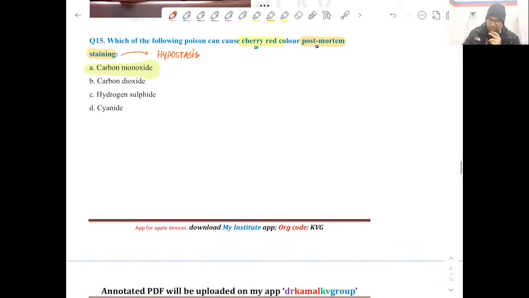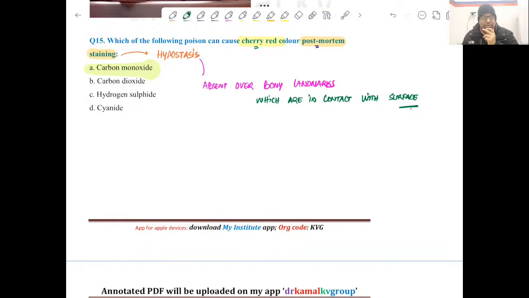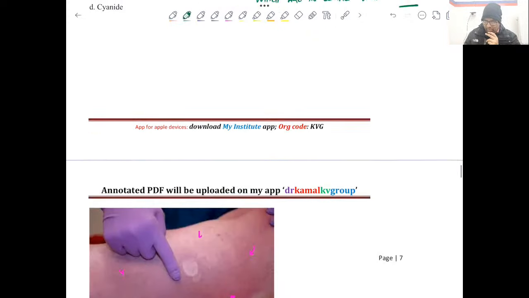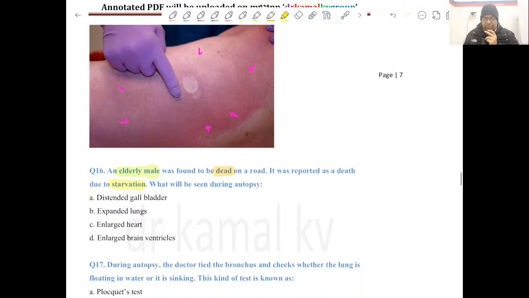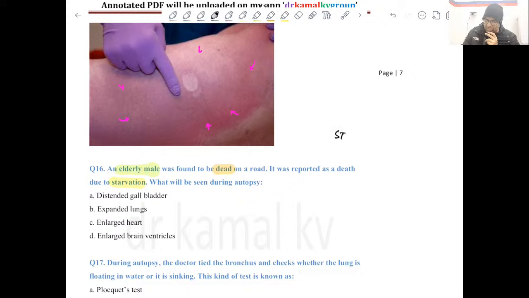So this is post-mortem staining, and this is absent over bony landmarks which are in contact with the surface. Like if the body is on table, it will be in contact with the table. If it's on the ground, then in contact with the ground, right? So this is post-mortem staining. Now, an elderly male was found dead on road, and it was said that it's a case of death due to starvation. Now, if you do autopsy, what you will find? Now, what will happen if there is starvation?